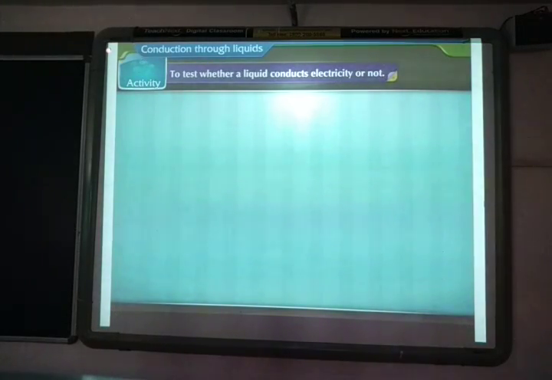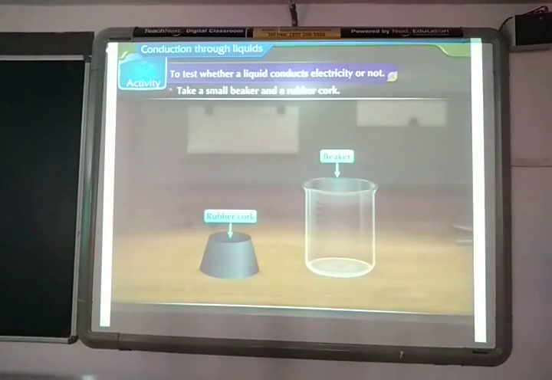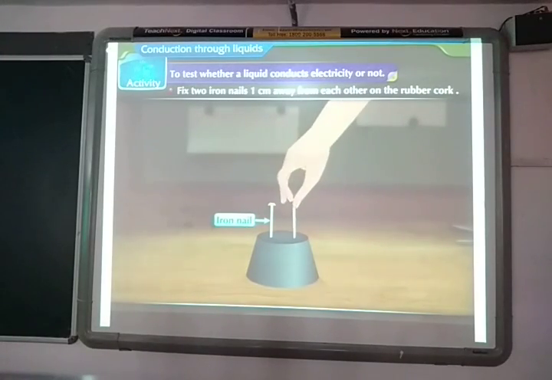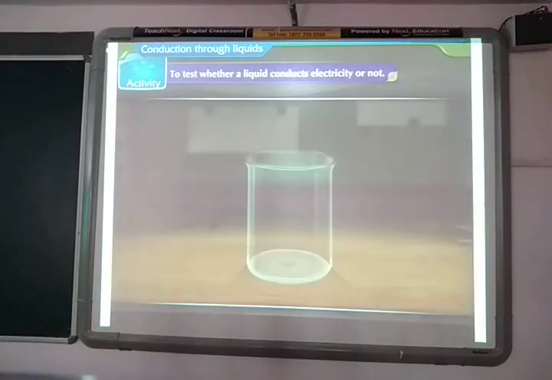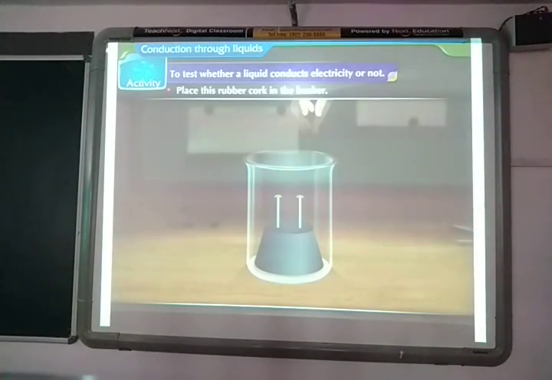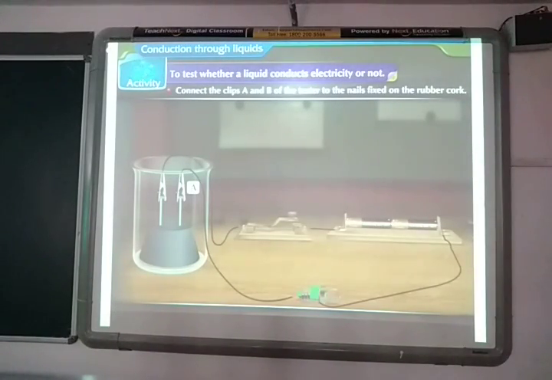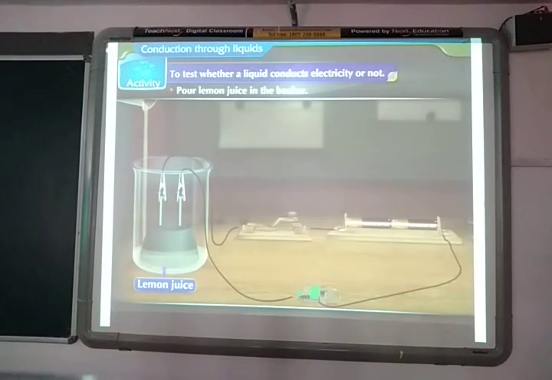Let us now perform an activity to test whether a liquid conducts electricity or not. They are approximately 1 centimeter away from each other. Now, place this rubber cord in the beaker. Connect the clips A and B of the tester to the nails fixed on the rubber cord. Pour lemon juice in the beaker.